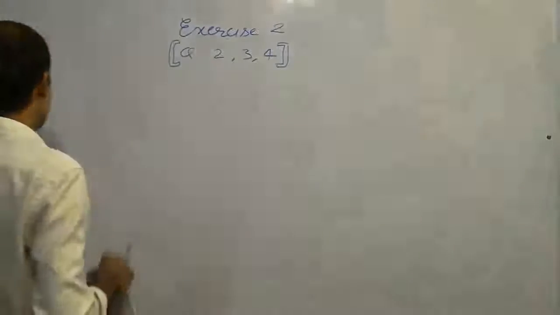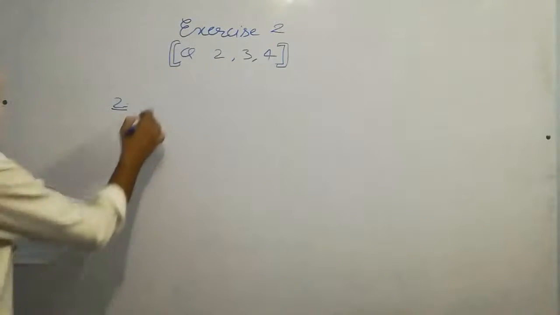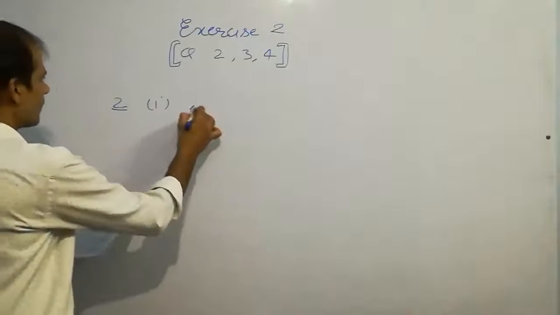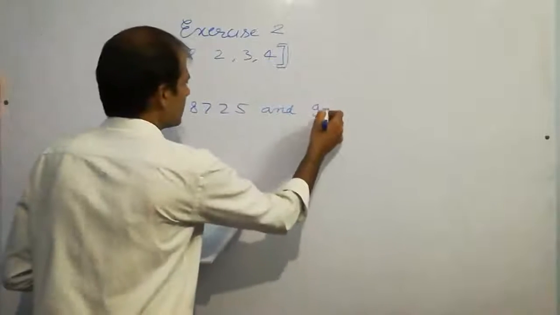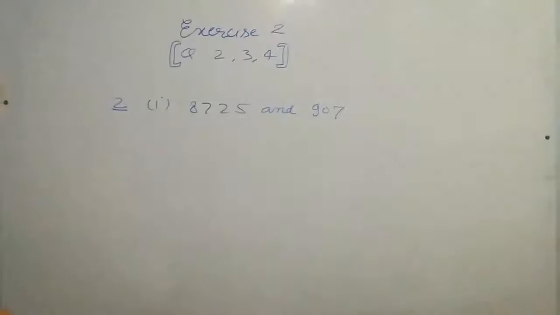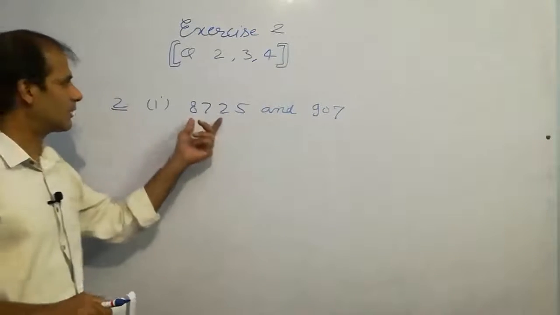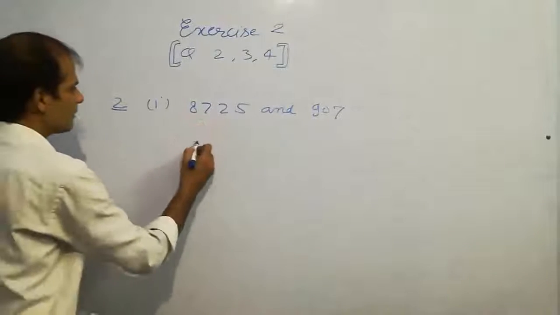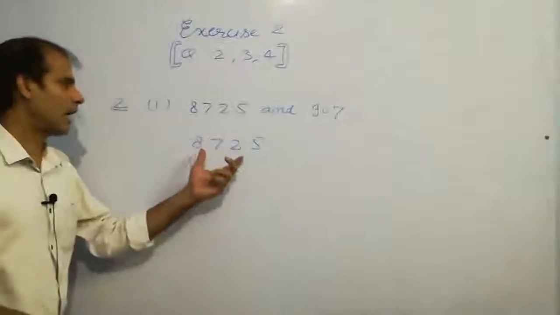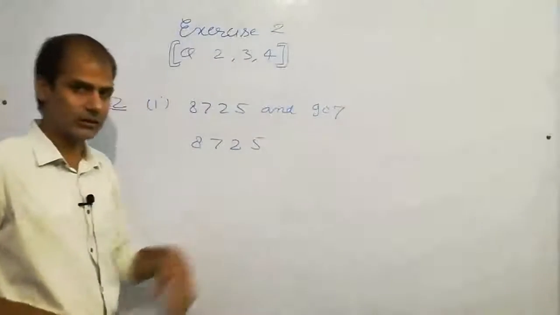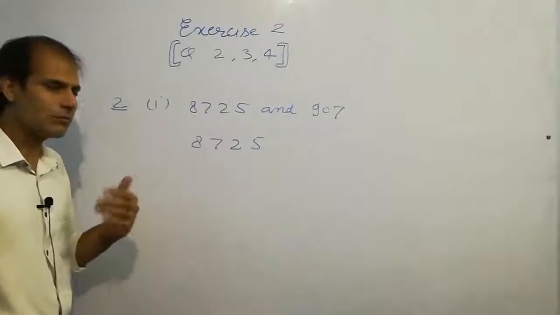Okay, now we solve the questions. Second question, add the following. First part, 8725 and 907. So when you have to add both these numbers, you can write either one number, this one or this one, no problem. So write this number in this way. As you can see, it has 4 digits and it has only 3 digits. So how to write these 3 digits? Start from here or somewhere else, okay?